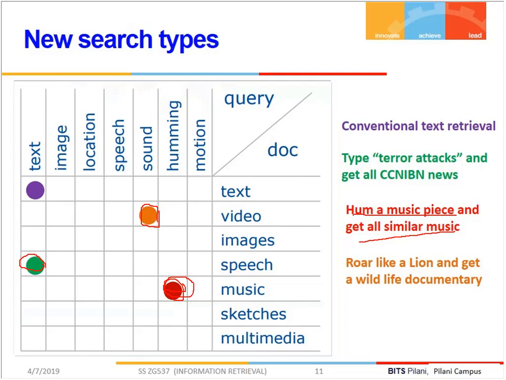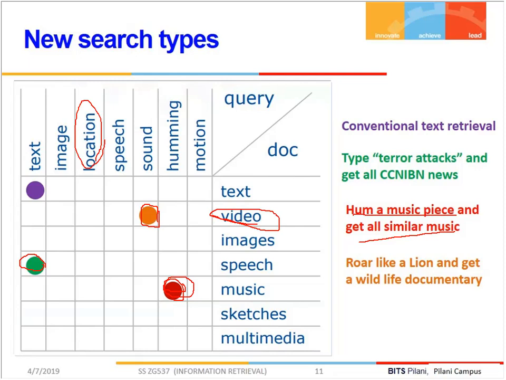And there could be other possibilities also. For example, location to video conversion. Suppose you're going to a new place and you don't know anything about that place. So you type the latitude and longitude of that place on Google and you will get the images, the videos and the text information about that place.